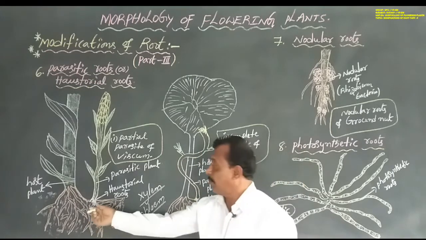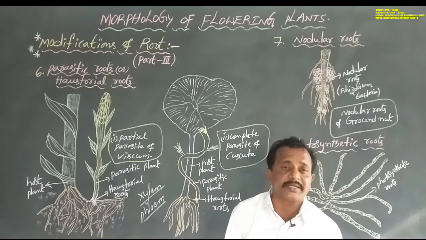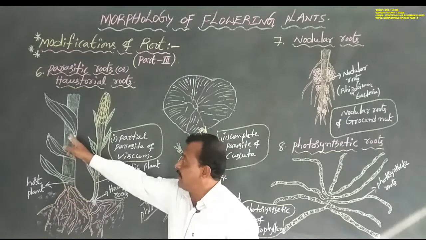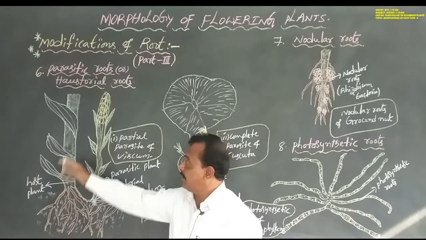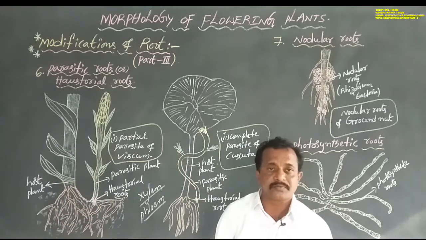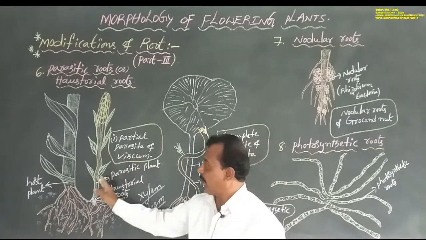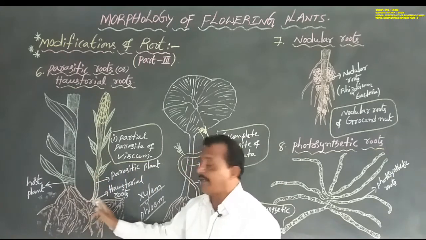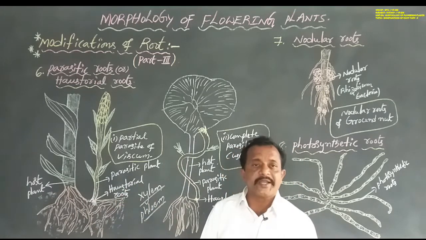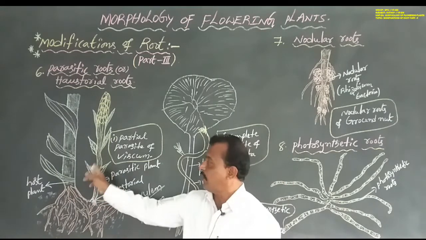To get water and mineral nutrients, that is called partial parasites. Dear students, this is a host plant. This host plant contains a well-developed stem, well-developed leaves and well-developed roots. This is a parasitic plant. This parasitic plant contains stems and leaves, but not roots. Roots are absent. In Striga and Viscum, roots are absent. Only stem and leaves are present.